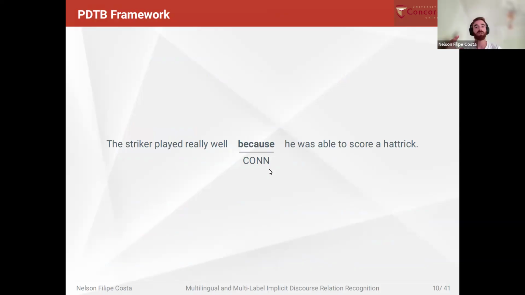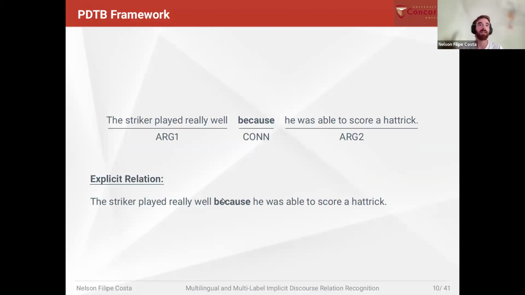So the PDTB framework is anchored around these discourse connectives, and the annotators following this framework will go through a text, look for these discourse connectives, and then once they find them, they will look for the ideas that these connectives are trying to link, which are called the arguments. In this case, argument 1 would be the striker played really well, and argument 2 is he was able to score a hat trick, and the discourse connective is linking these 2 ideas. This is the most common example that we see in text, and it's called an explicit relation because we have the explicit discourse connective linking the ideas.